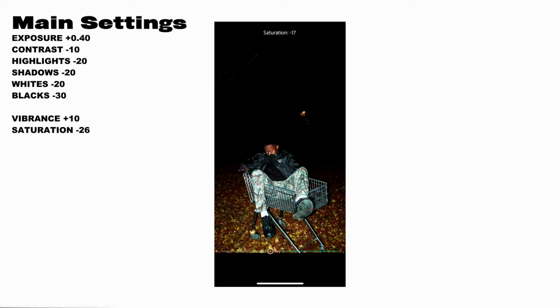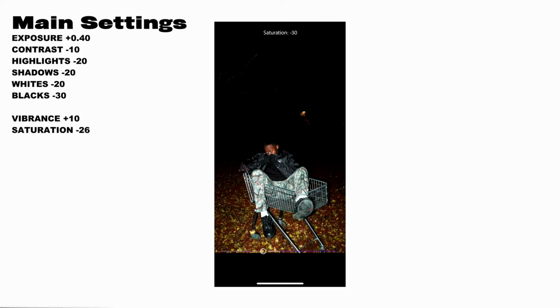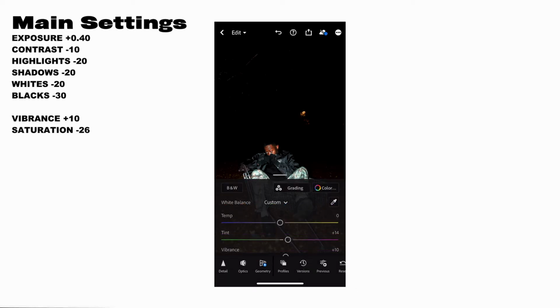So in the teal, we're going to bring the saturation down to minus 22 because it's in the shadows too. And then in the blue tab, we're going to change the saturation to about minus 30. And then in the purple tab, I think this is purple, we're going to change the saturation to minus 40. In the magenta tab, we're going to take it down to minus 40 as well.